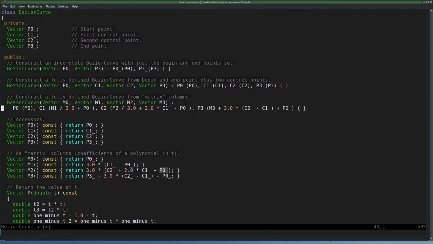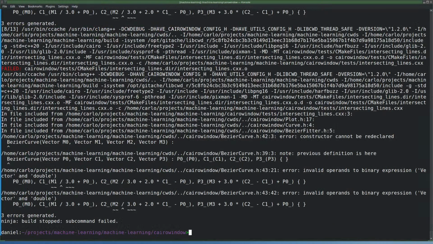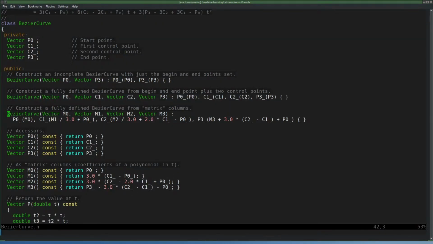Okay. Now let's add that division, because I can't do vector division. Cannot be redeclared. What kind of nonsense is that? Oh boy. Oh boy.